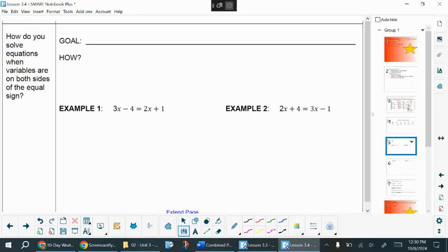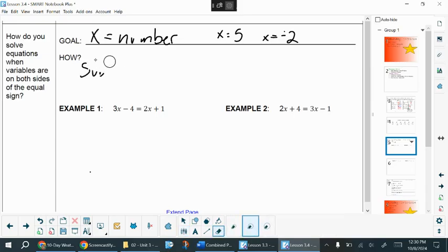Today, our main focus is what happens when we have variables on both sides of the equation. Our goal is still the same. We have x equals a number, so we want to get something like x equals 5 or x equals negative 2. The problem is if we have variables on both sides, how exactly do we do that? And so how we're going to do this is we are going to subtract.